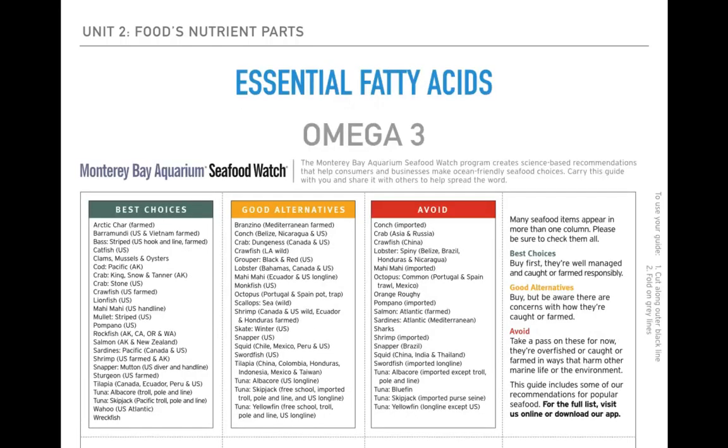A major concern with fish consumption are heavy metals like mercury. Also, overfishing has become a problem, so organizations such as the Monterey Bay Aquarium, and the USDA has a similar one of these in your book, they come up with a chart with the best choices for fish with your health and the environment in mind.